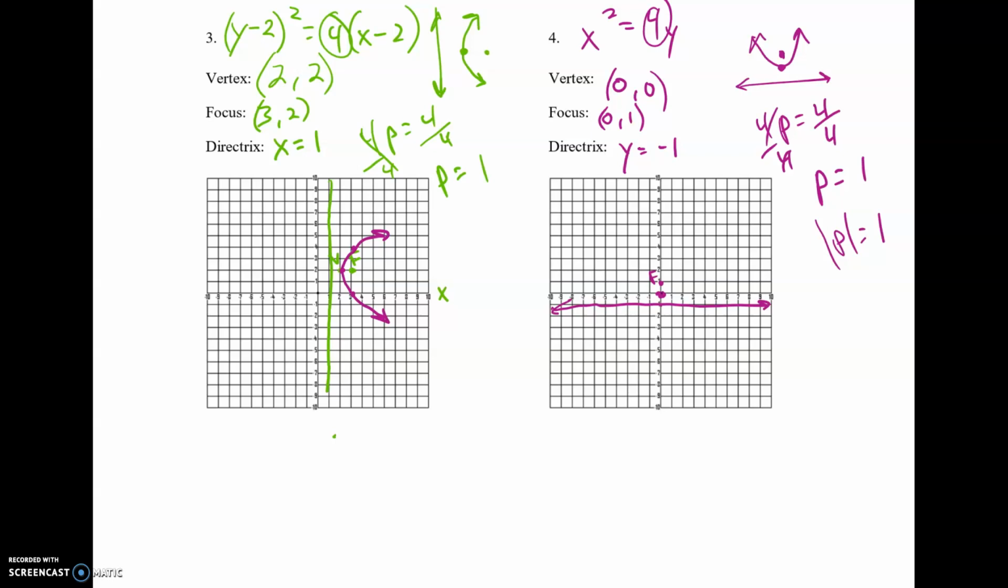And now we need to graph it. I know the vertex is on there, and I see I have 2 units between the focus and the directrix. So I go 2 this way, 2 this way. By definition, these 2 points have to be on my parabola. And maybe something like that.